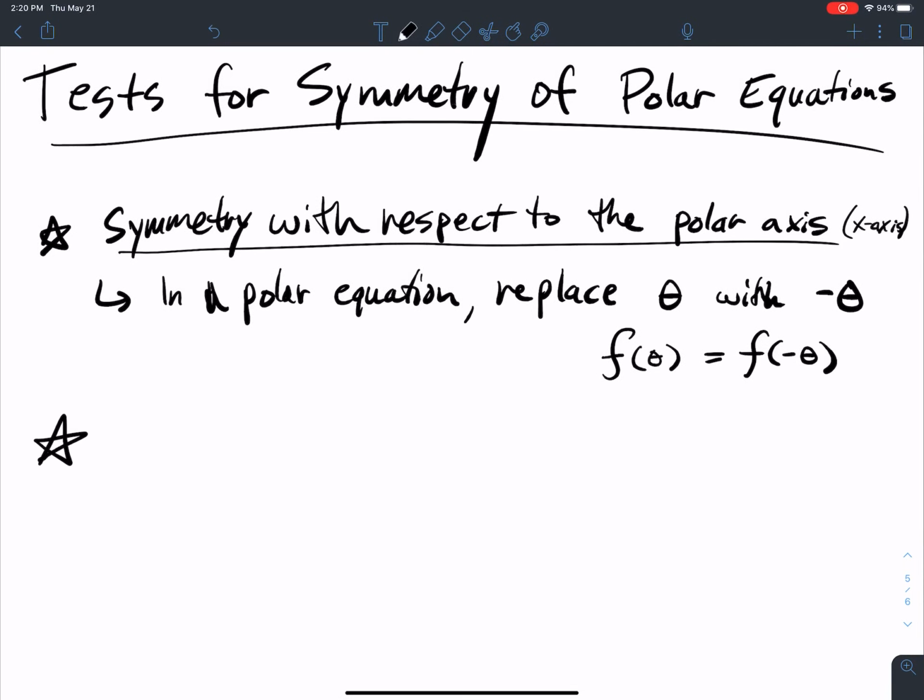The next one, symmetry. So what is that? I guess what does that look like in a picture? So like say you've got your polar axis. Okay, you've got some point up here, and this is r, theta. That same point is down here at r, negative theta. Okay.